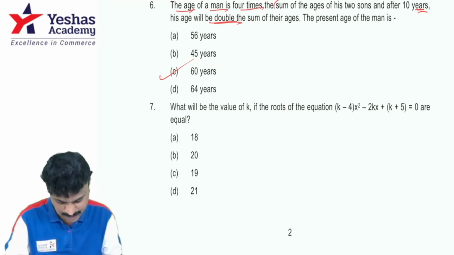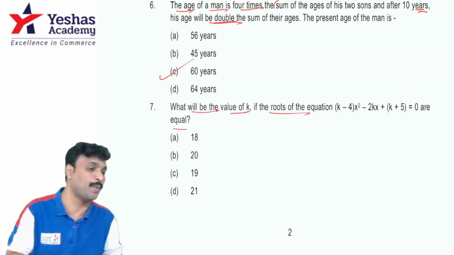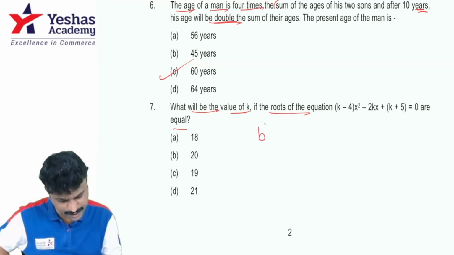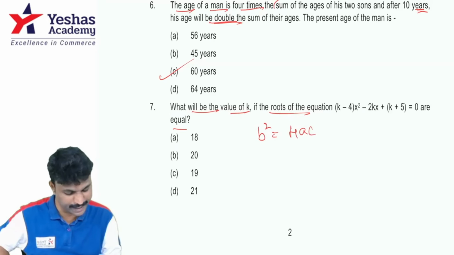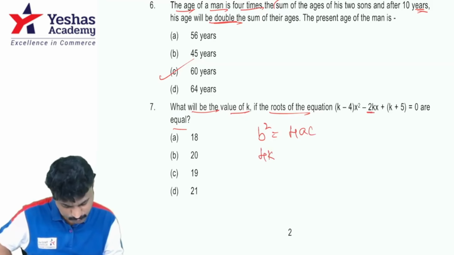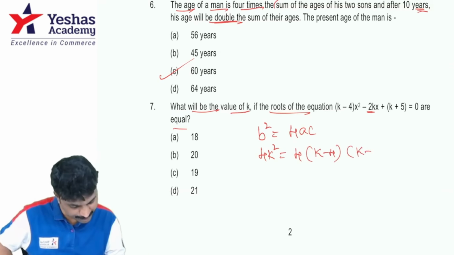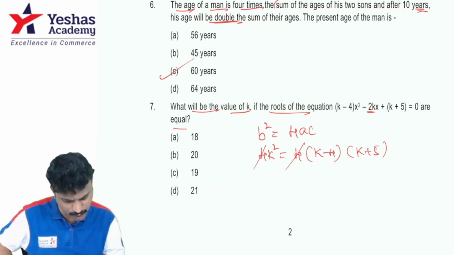Question number 7. What will be the value of k if the roots of the equation are equal? Guys, for equal roots, what's the condition? b square is equal to 4ac. What is my b value? Minus 2k. Minus 2k the whole square is 4k square. 4 into, what is my a here? k minus 4. What is my c here? k plus 5. Now all you need to do is cancel 4 on both sides.